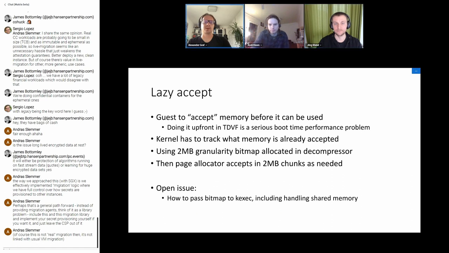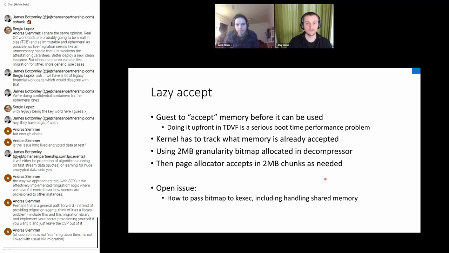Fair enough. So, is there any reason not to accept more than 2 meg when we get the hint that pages need to be accepted? The reason I'm bringing this up is that in the case of SNP, when we do the page state change, basically when we accept the memory, there is a two-step process. One is to exit to the hypervisor to add the page in the RMP. And when we exit to the hypervisor, we can batch up a lot of entries, more than 2 meg, all the way up to 500. So we can take one exit and add the RMP entry for up to 500 megabytes.